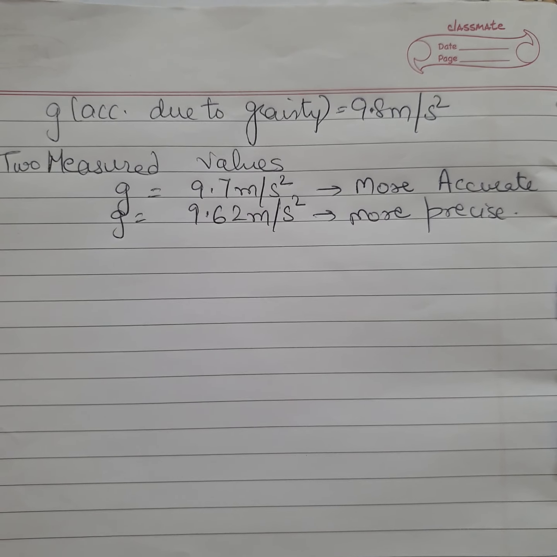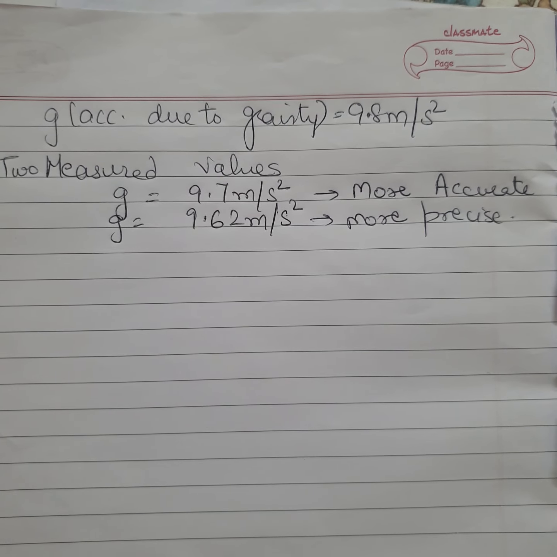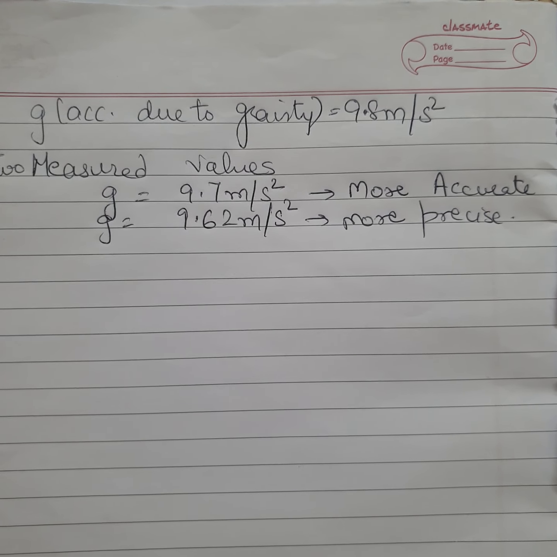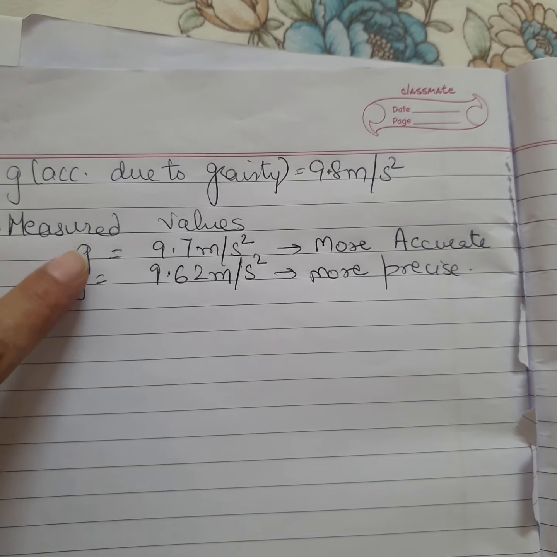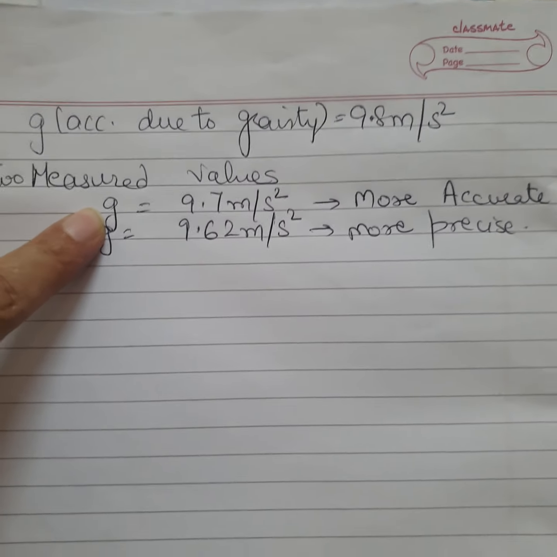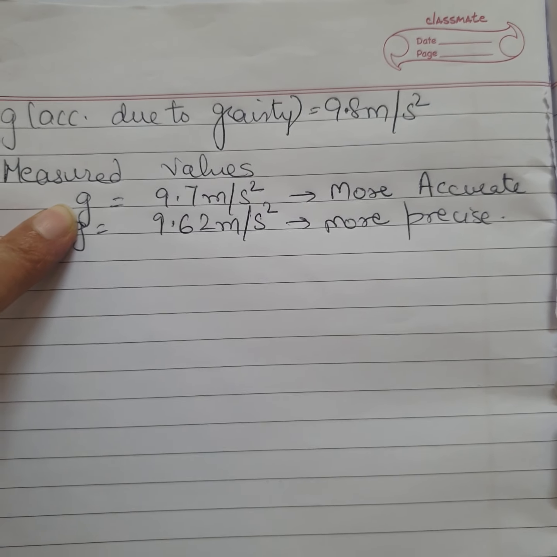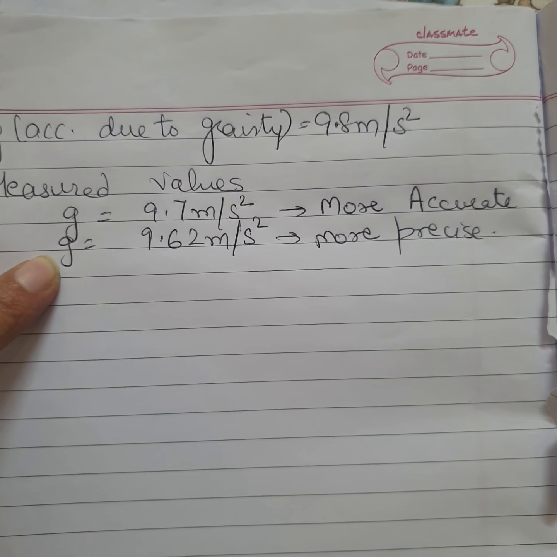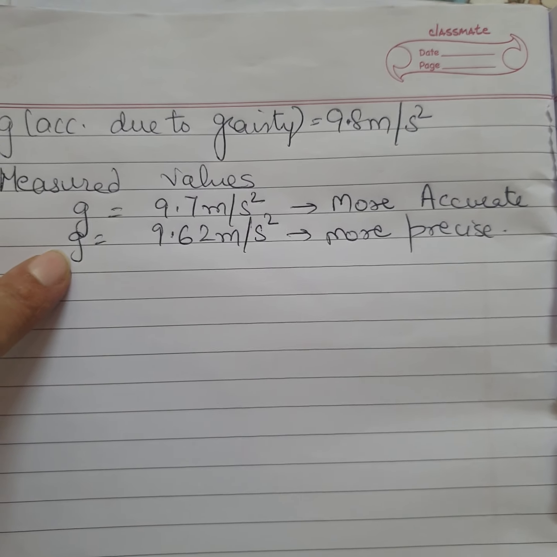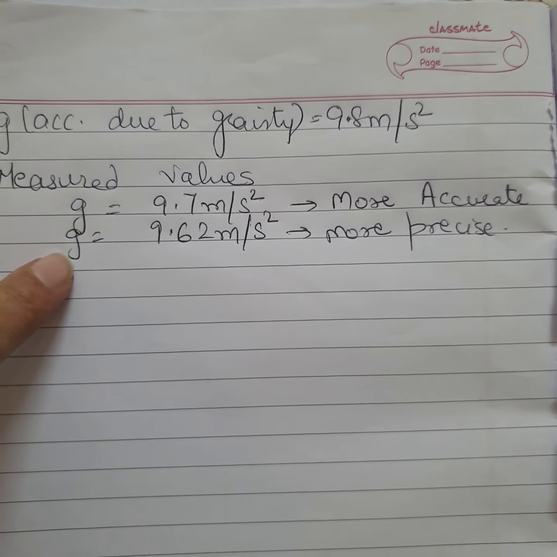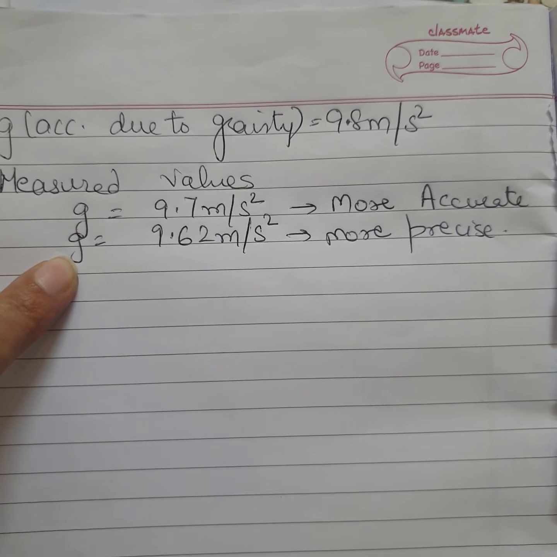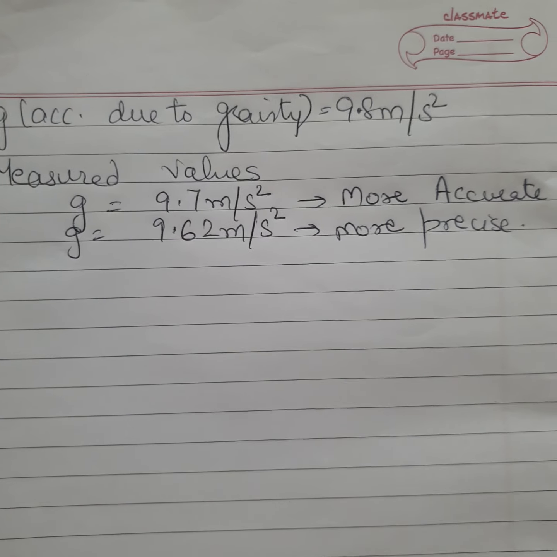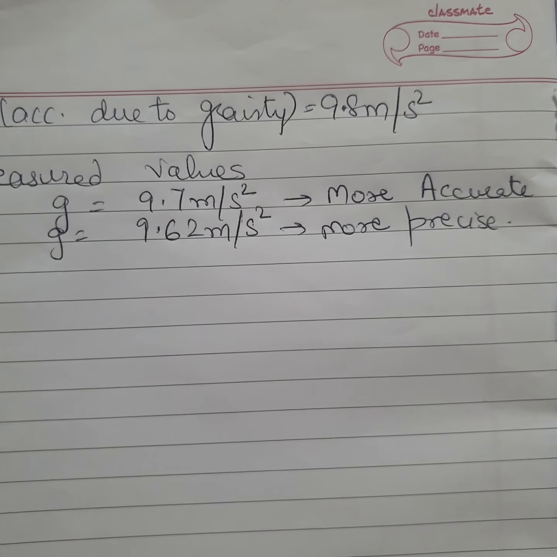It is clear that the difference between true value 9.8 minus 9.7 is 0.1, and for the other value it is 0.18. Difference is less in this quantity. So 9.7 is more accurate, but 9.62 is more precise because it has smaller least count. It measures up to 2 decimal places. Or you can say that the more the significant figures, the more the precision.